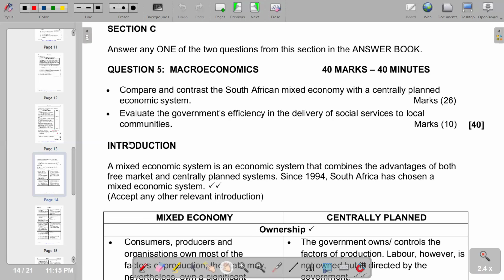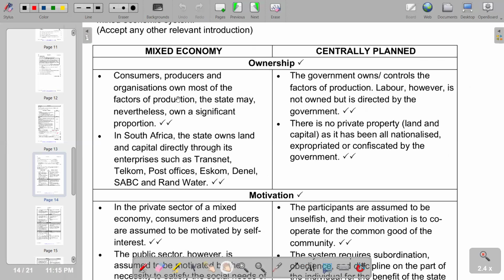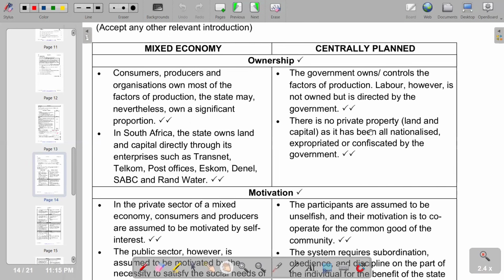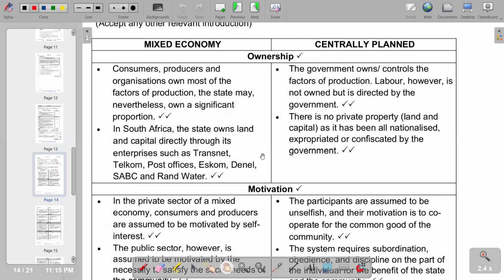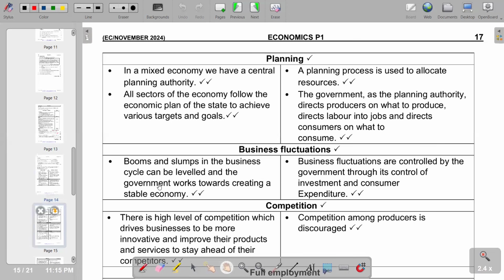So now, going to the requirements of the first point, whereby we have to compare and contrast the South African mixed economy and a centralized planned economic system. We have a comparison articulated here, with the mixed economy section and the centrally planned section. In terms of ownership, we have a differentiation between the two, and also a differentiation in terms of motivation. Motivation, we also have a plan, business fluctuations. So the differentiations are being highlighted.